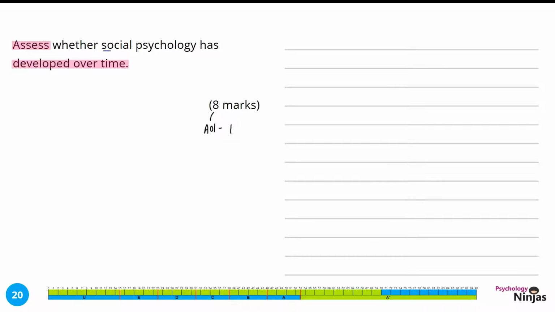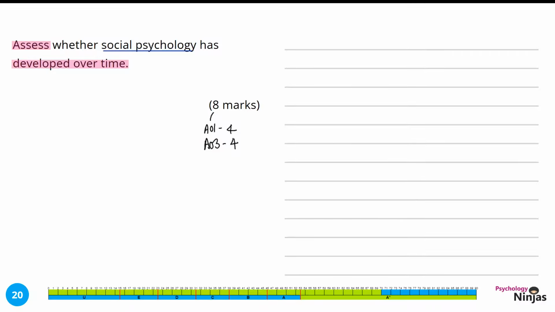Our evaluation comes from giving examples within social psychology specifically. We want examples of how psychology has changed and adapted, and also how it has stayed the same for the other 4 marks that we have available for our 8-mark question.